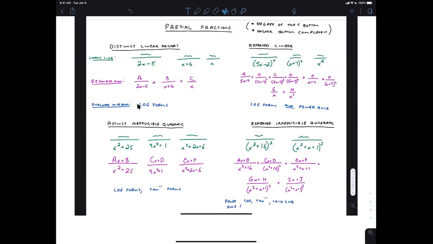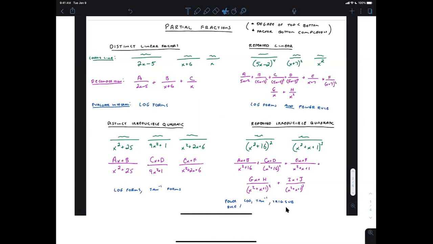If you have distinct linear, we're going to have log forms. If we have repeated linear, we have log and power rule. If we have distinct irreducible quadratic, log and inverse tangent. And for repeated irreducible quadratic, we could have a lot of different things mixed in, but we have power rule, log, inverse tangent, and trig sub. So that's a summary of all of the cases.